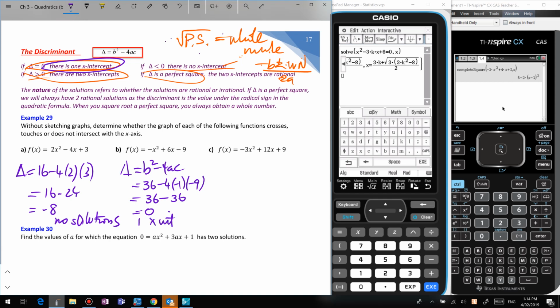This last one, the discriminant: b squared minus 4 times a, which is negative 3, times c, which is 9. So 144, 4 threes are 12, positive 12, times 9 is 108, so plus 108. So we get 252. So we say we get 2 irrational solutions.